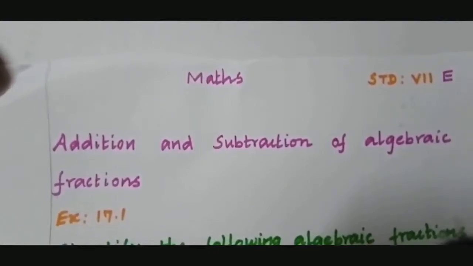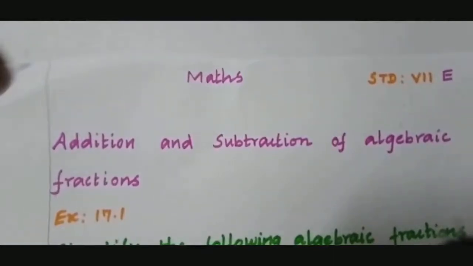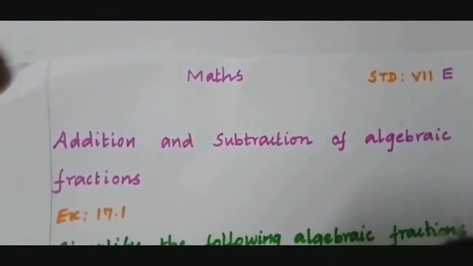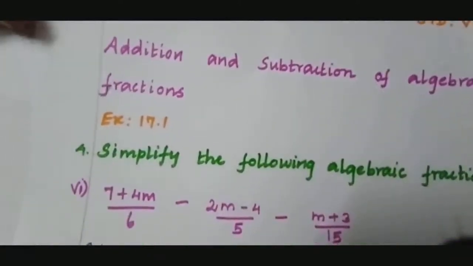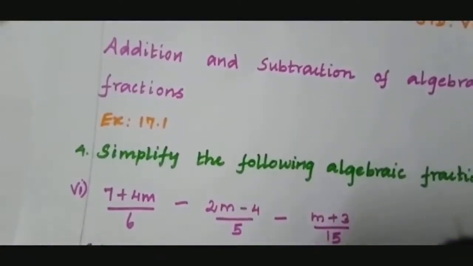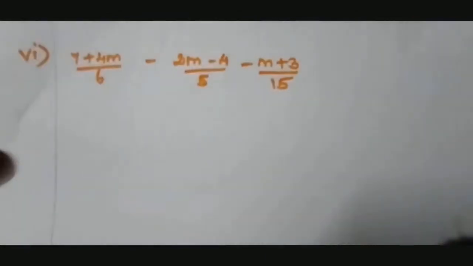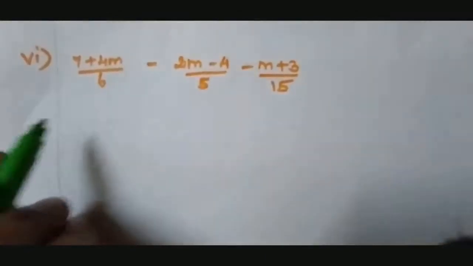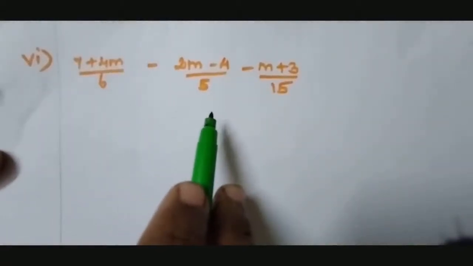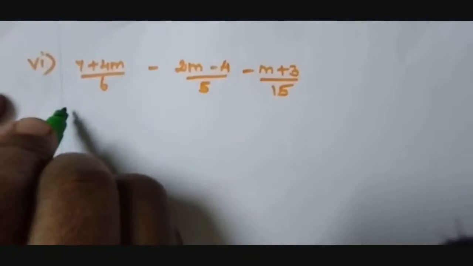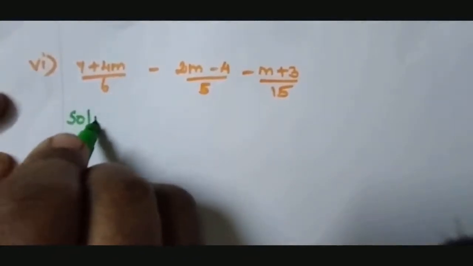In today's class, we are going to learn about addition and subtraction of algebraic fractions. Based on that, we are going to solve problems. Exercise 17.1, fourth Roman letter. Simplify the following algebraic fractions. So the first question, (7 + 4m)/6 − (2m − 4)/5 − (m + 3)/15. Let us solve this one.